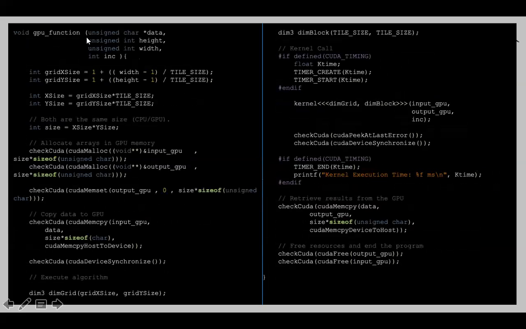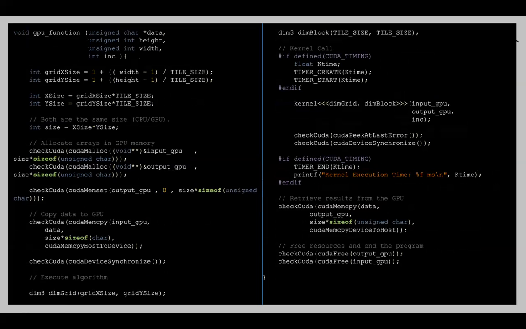So here we have the GPU function. What we are doing first, as usual, by now you know how you define the grid size, the block size, etc. And then it's allocating the arrays on the GPU memory, the input array and the output array, and then it's calling memset, which is basically trying to set those values to 0 in the output.